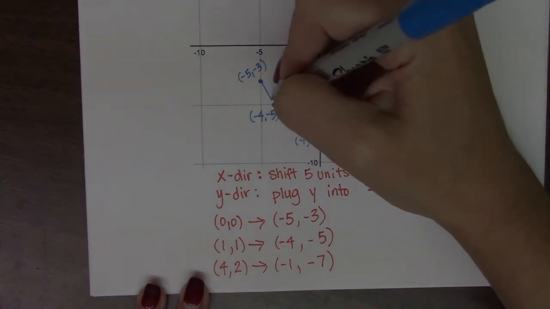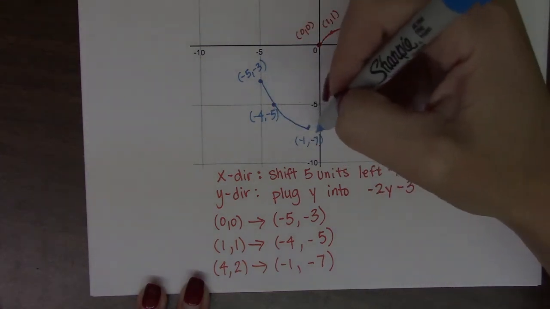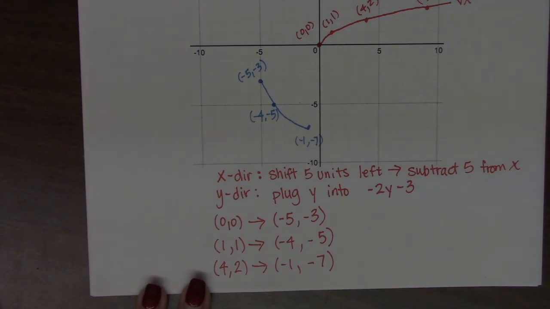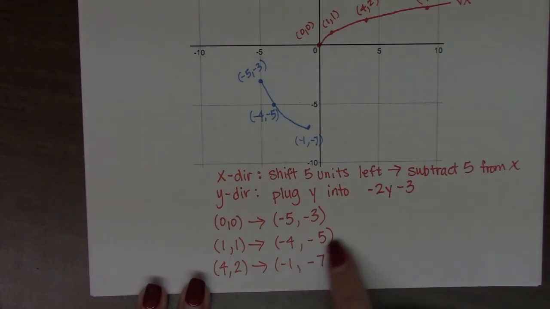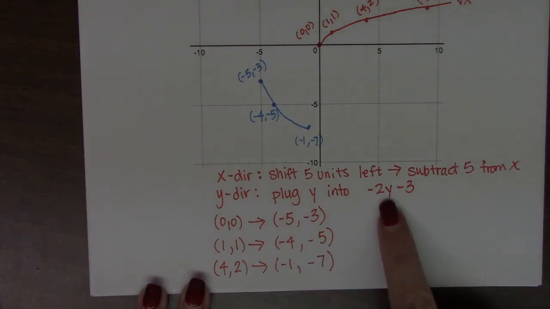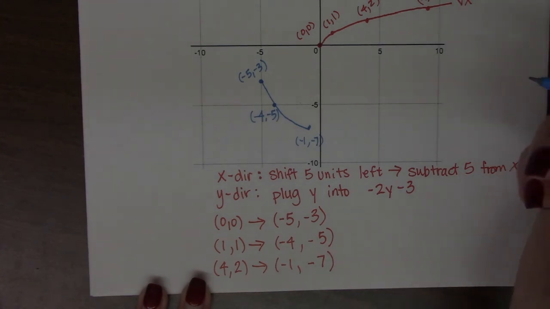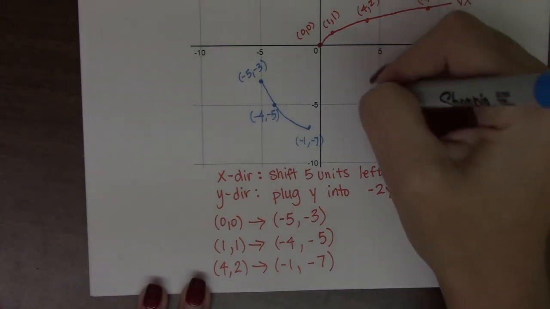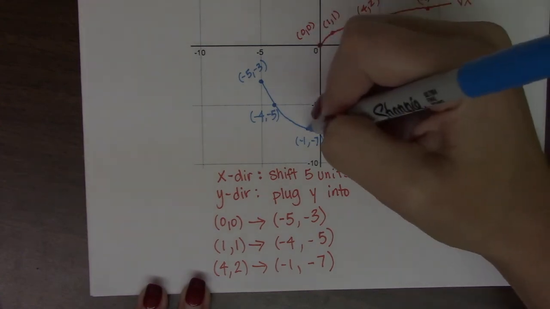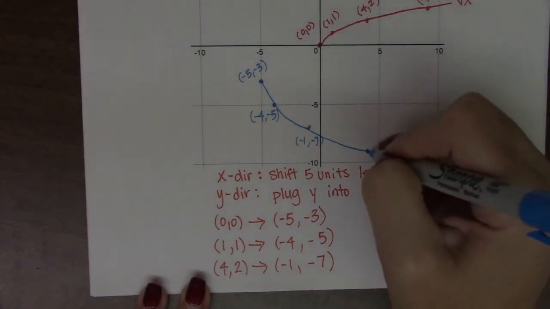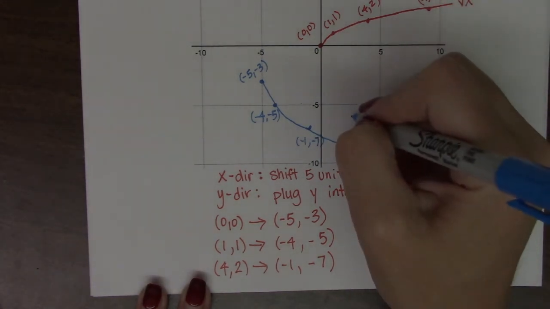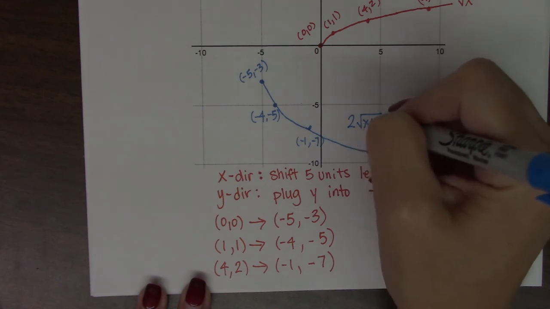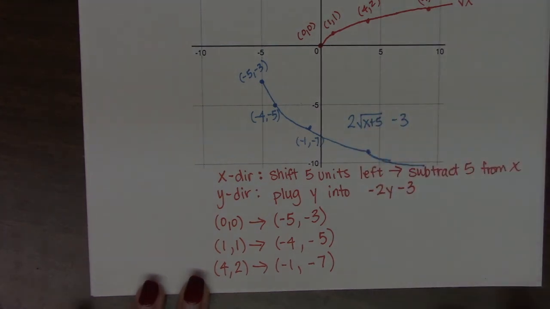So now if I start connecting these dots, and if I try to plug in (9, 3), 9 minus 5 would take me over to 4. And if I plug 3 in, I'd get -6 minus 3, which would be -9. So I can say (4, -9). I can even get all the points on there, and we can see this graph is doing something like this. So this is going to be -2 square root of x plus 5, minus 3.